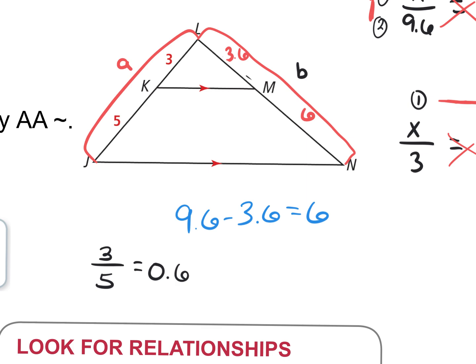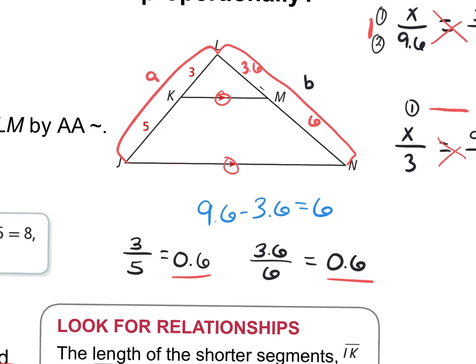Side B here. Yep. 3.6. Yep, 3.6 over 6. Could I have done 6 over 3.6? Nope, same thing. You want to keep them proportional. What do you get when you divide those? 0.6. So this tells us that, yes, these are parallel to each other for sure. Cool. Okay.